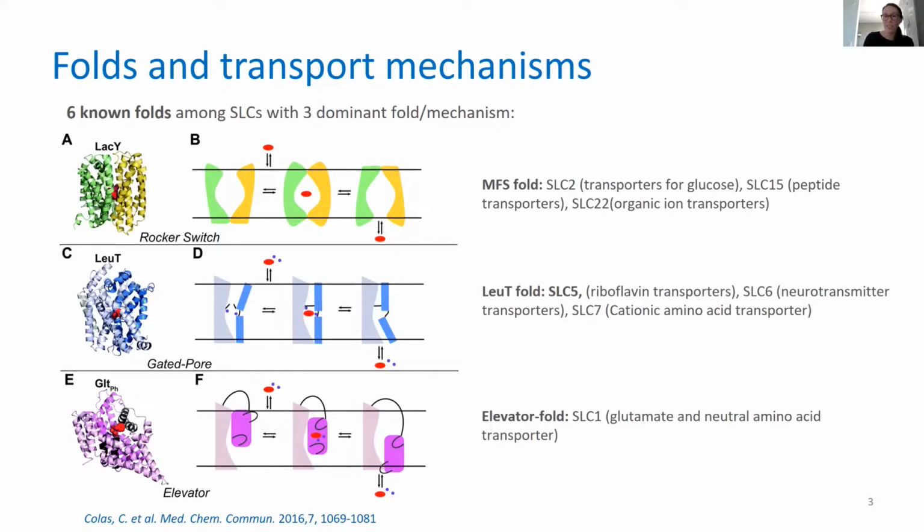I'm mentioning the different folds because, since we know that there is a limited number of folds, even though we don't know the structure of a certain transporter, if we know it is related to a certain family which shares this kind of fold, we can also retrieve information from this.